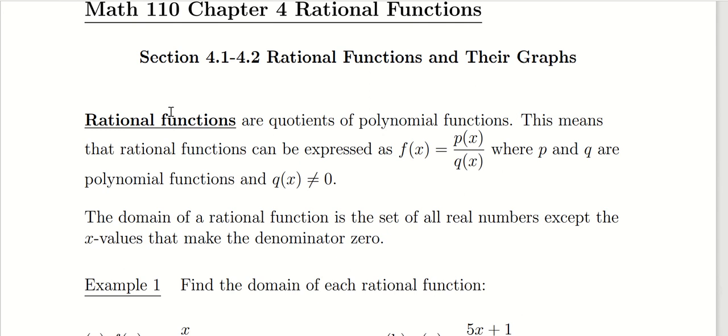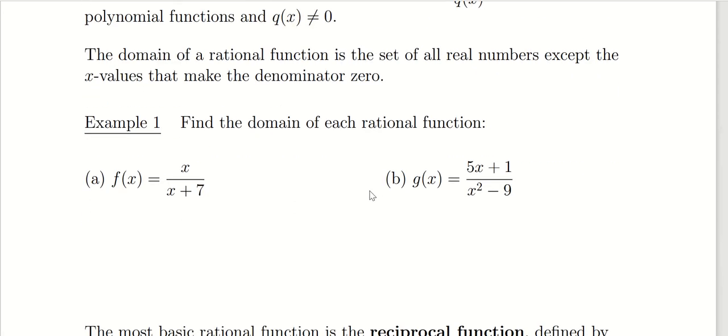A rational function is a quotient of two polynomials. Much in the way that fractions are traditionally referred to as rational numbers, which are the quotient of two integers, a rational function is the quotient of two polynomials. So we have f of x equal to some polynomial in the numerator, which we call p of x, divided by some polynomial in the denominator, which we call q of x.